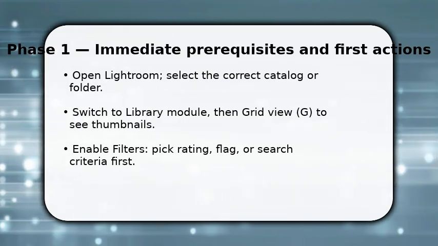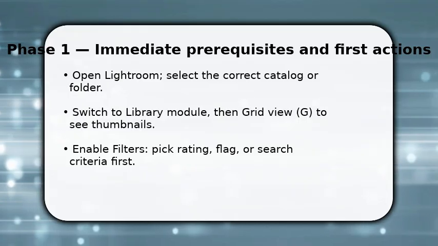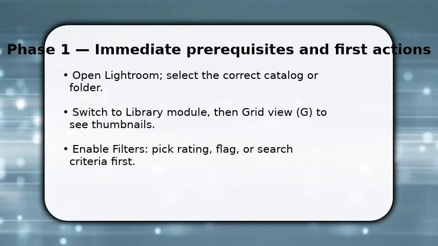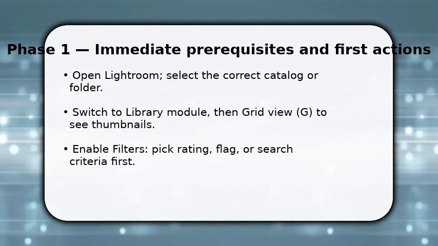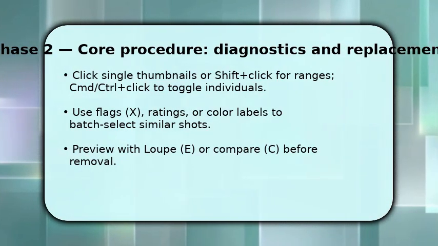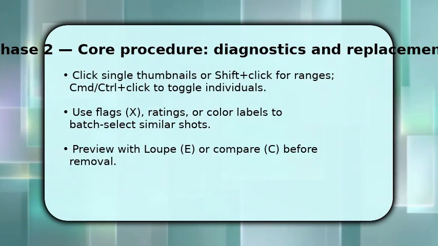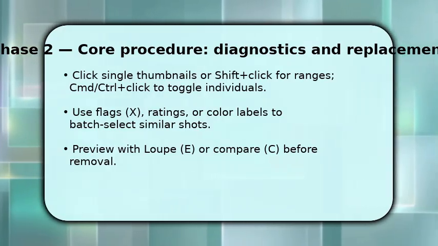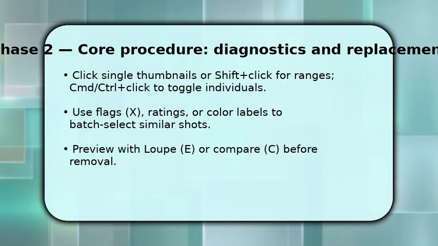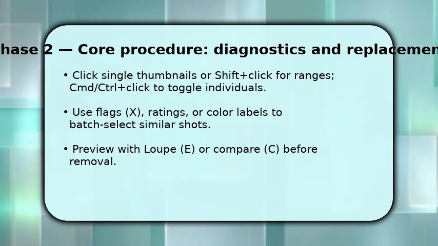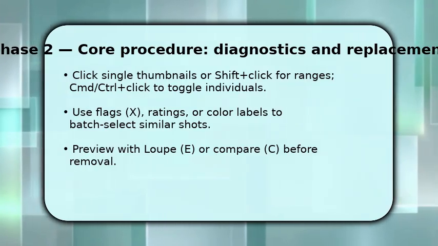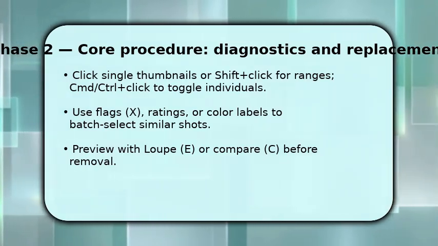So use quick visual checks and the search bar to confirm you've got the right folder and images before moving to selection. Now select the images you intend to delete. Click for single files, Shift+click for contiguous ranges, and CMD or Control+click to add or remove individual pics. Once selected, use flags, ratings, or color labels to refine the batch. That way you can quickly include or exclude near duplicates.